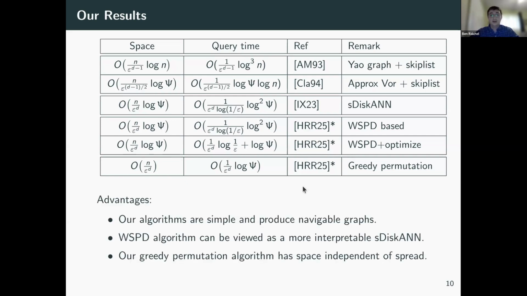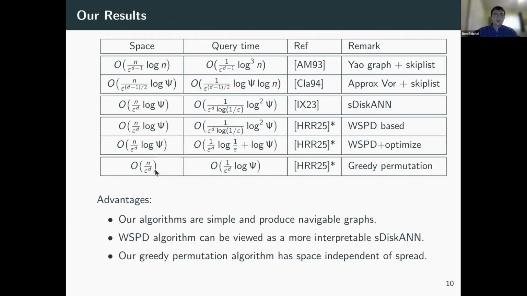So our algorithms are going to be simple. They're also going to produce navigable graphs, just like Indyk and Xu showed that their graph was navigable. As I said, the WSPD algorithm can be viewed as an interpretable version of DiskANN, and the greedy permutation algorithm is going to remove that log spread factor.